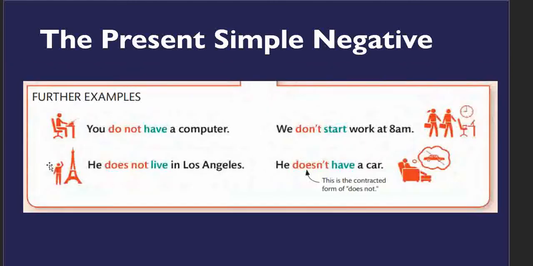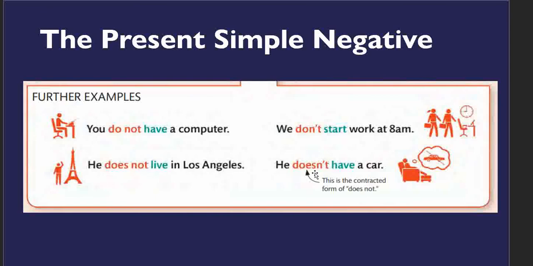Let us see further examples. You do not have a computer. He does not live in Los Angeles. We don't start work at 8 a.m. He doesn't have a car. This is the contracted form of does not. Does not. How do we contract it?